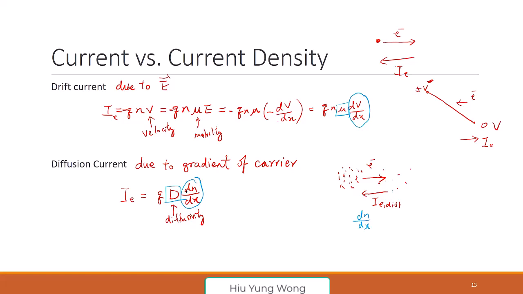And here actually I was not accurate enough. Instead of current, this one should be the so-called current density. Can someone tell me what is the relationship between current density and current?